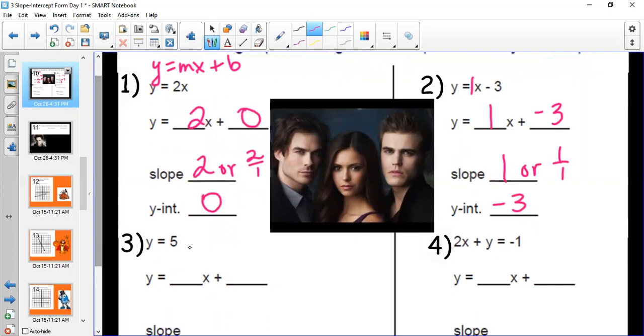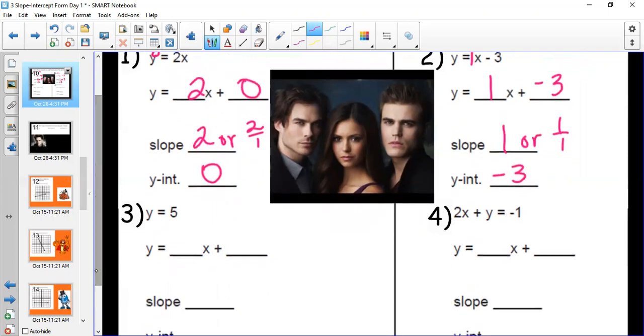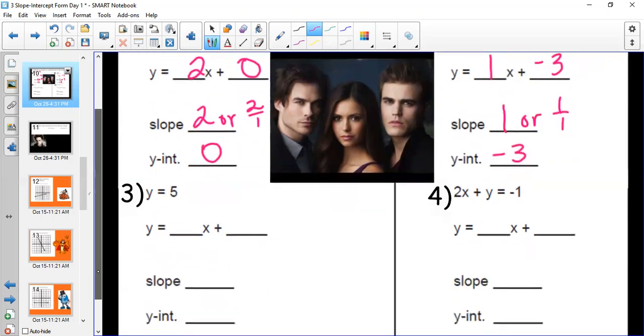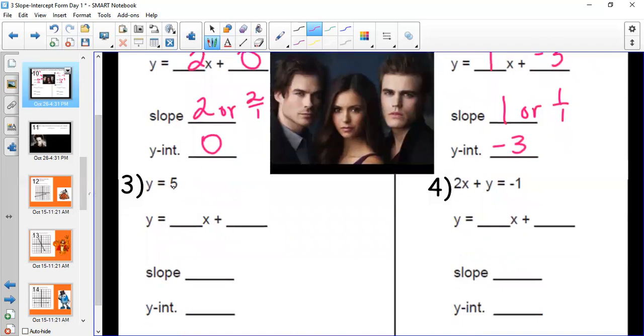All right, number 3, notice there is no x term. It is just y equals 5. So since there is no x term, we would fill it in with the 0, and we would have 5 as the constant. So again, no coefficient, but a constant of 5. So our slope would be 0, and our y-intercept would be 5.